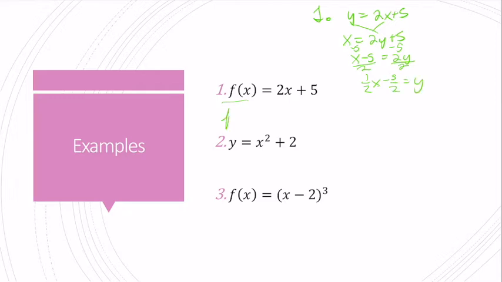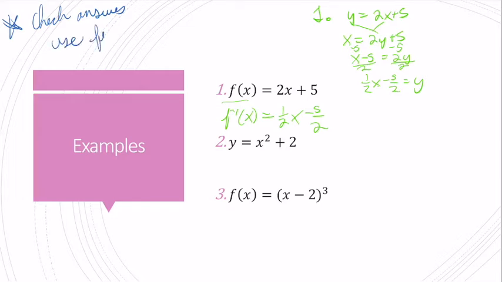So f inverse of x equals 1/2 x minus 5/2. And friendly reminder that if you want to check your answer, you can just go back and use the function composition both ways to make sure you got your answer correctly.